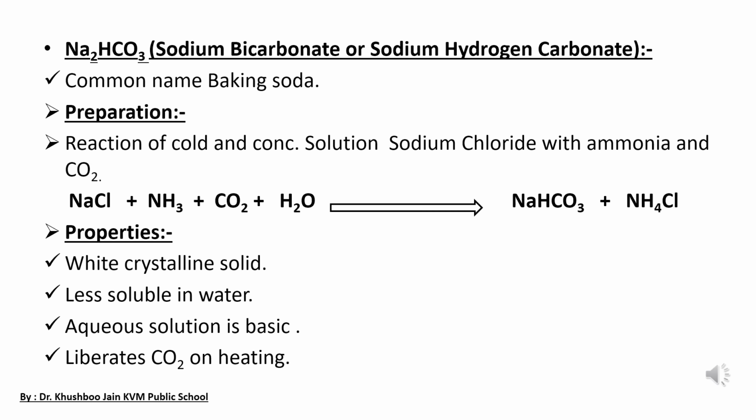Next, the properties of sodium hydrogen carbonate are, first, it is a white crystalline solid. ये white होता है, crystalline means इसके जो crystals होते हैं they are shining and it is solid in nature, so it is a white crystalline solid. Next, it is less soluble in water. ये water के अंदर less soluble होता है.